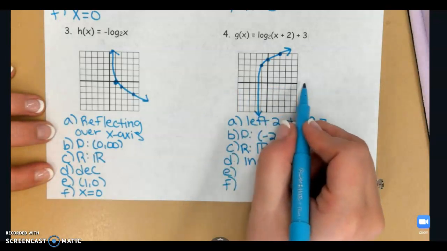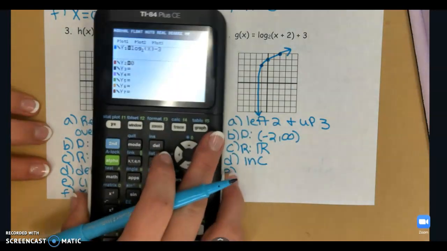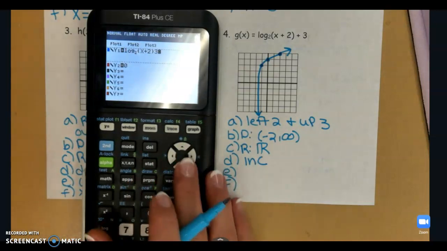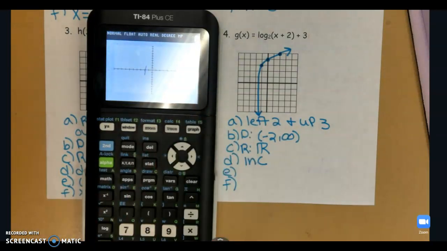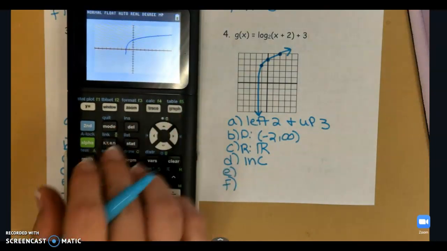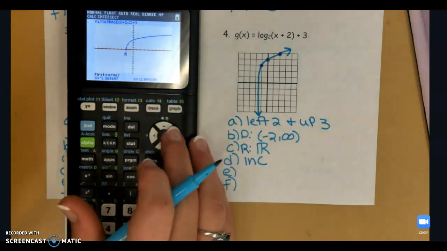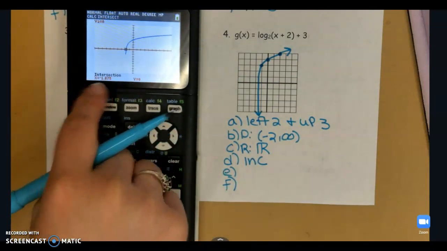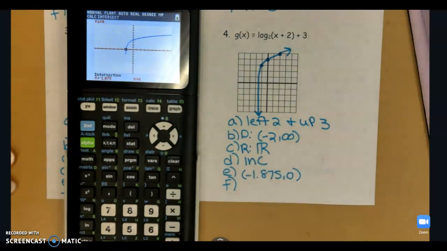My x-intercept, however, has moved. So I need to find that new x-intercept. I'm going to do this in the calculator again. I'm going to put in my new function, log base 2 of x plus 2, plus 3. And I'm still going to have that y equals 0. And now I'm going to graph that. And I'm going to use that intersect function again to find where they overlap. So second calc, intersect. Arrow over as close as you can, enter, enter, enter, and when y is 0, x is -1.875. So there's my new x-intercept.